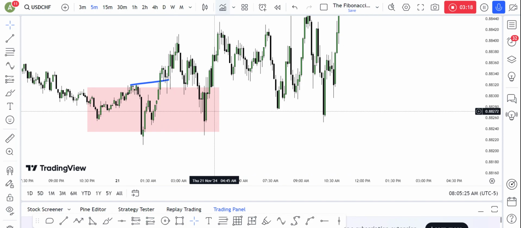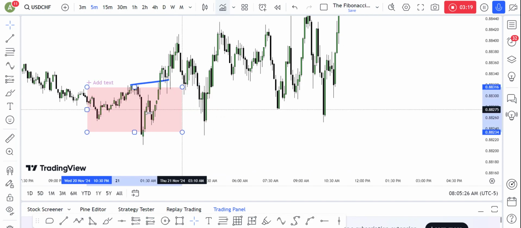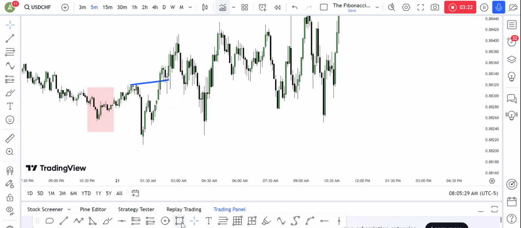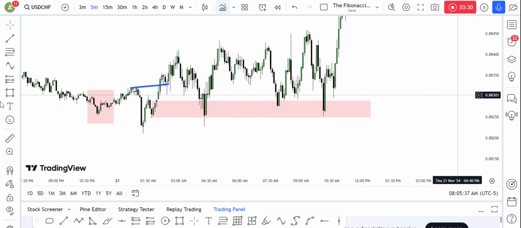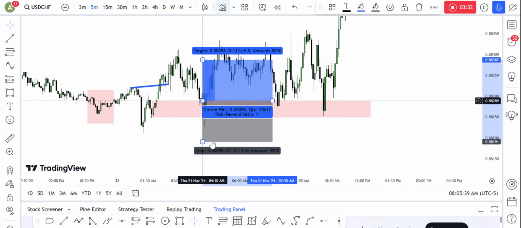So I entered almost here, reacting to this order block. I will mark out the order block. These two candles were my order block. So I entered here. My entry was around this level.